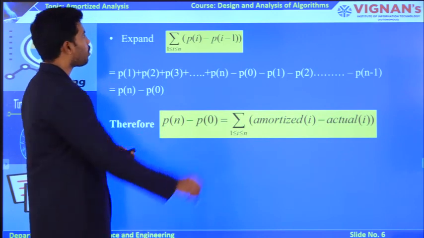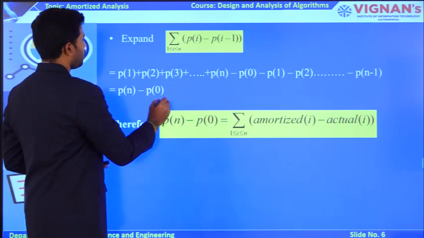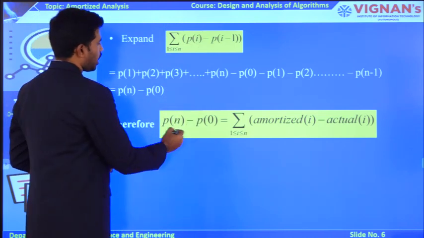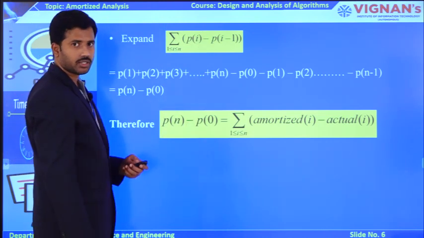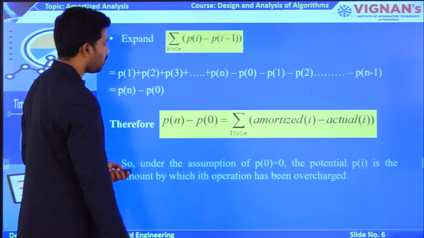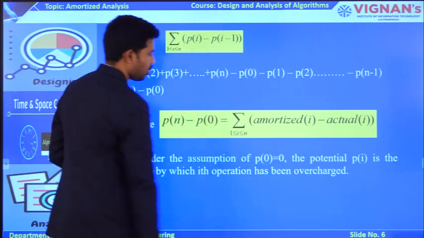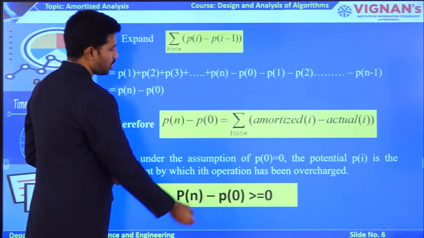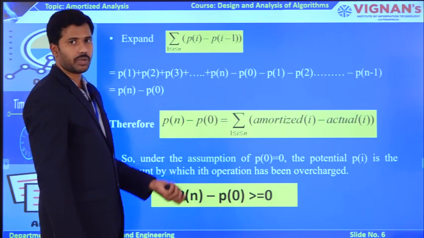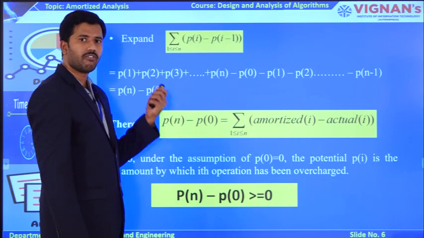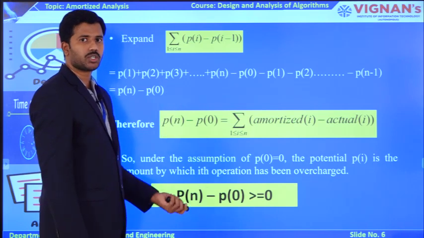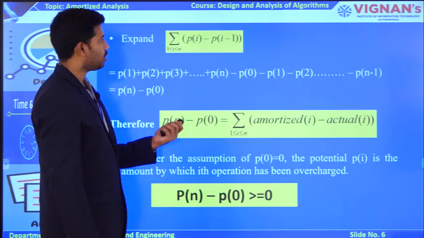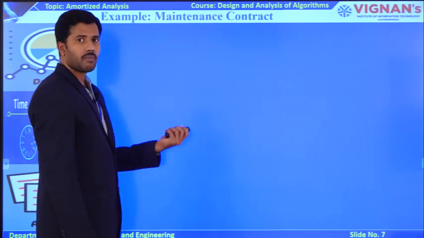Therefore I am now substituting this P of n minus P of 0 in the LHS part, so that my LHS part will change like this. As I said previously, I am assuming P of 0 equals 0, so my equation becomes P of n minus P of 0 must be greater than or equal to 0. That means the potential function for every operation must be positive. Negative values are not at all acceptable. Okay, so this is my mathematical analysis.